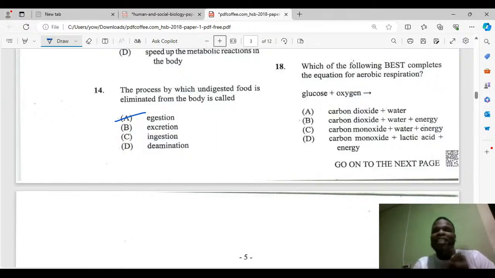Because this question came on paper 2, and if you get it wrong on paper 2, why you go back and get it wrong on paper 1 when you can save yourself a mark? It's not logical, TJ. That's not logical, man.